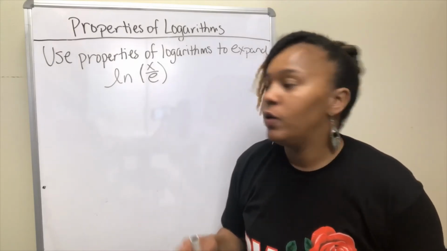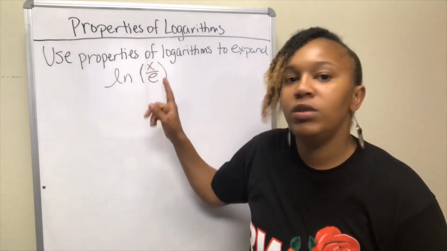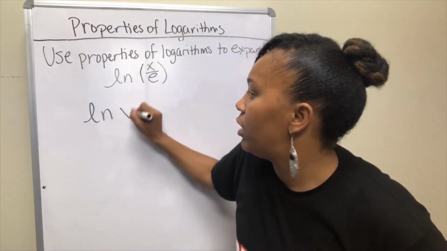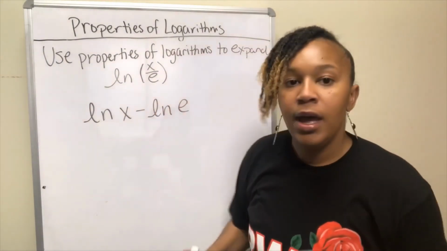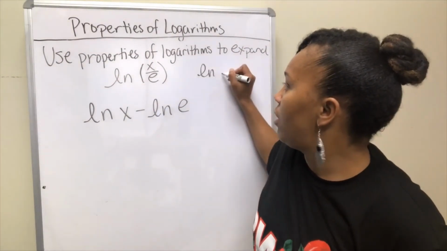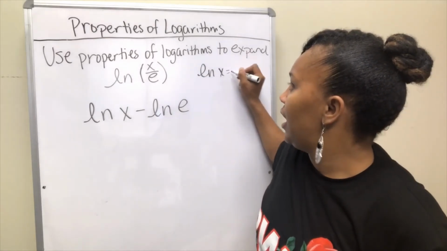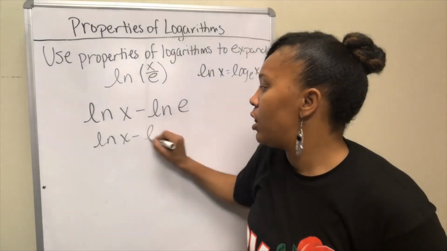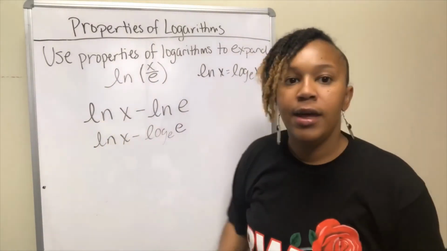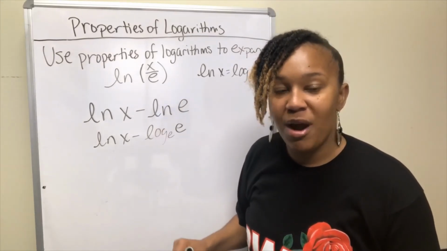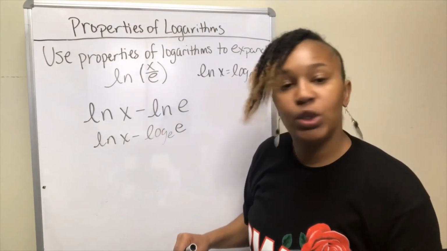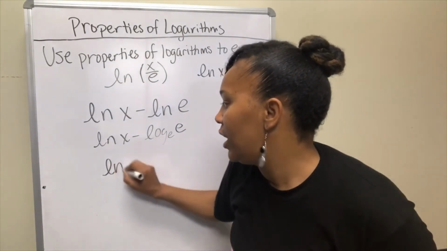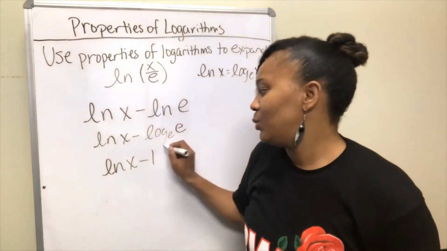Okay, so you should have noticed that this is the log of two things being divided, which means you want to use the quotient property. So you should have rewritten this as natural log of x minus natural log of e. However, recall that natural log of x is the same as saying log base e of x. So this is equivalent to saying log base e of e. And now you also have to use another property. Use property number 2, where the base and its number are the same, then that comes out to equal 1. So this actually ends up being the natural log of x minus 1.